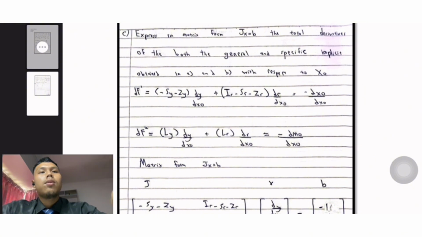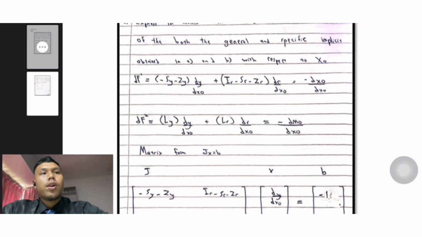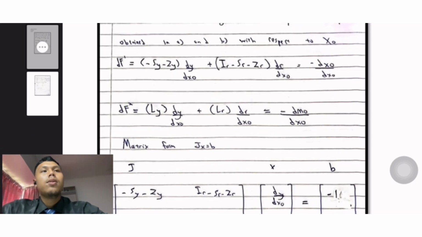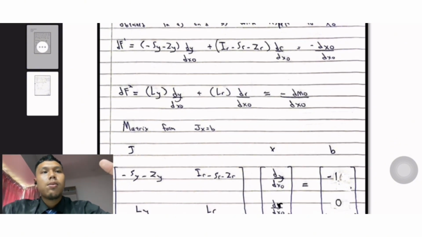So we will put negative sy negative zy dy over dxo plus ir negative sr negative zr dr over dxo equals to negative dxo over dxo. So we have the equation that suit the question, and then we will apply the same step for the df2. So ly dy over dxo plus lr dr over dxo equals to negative dmo over dxo. So this is our equation.